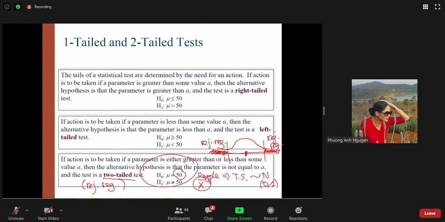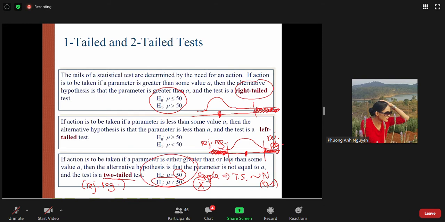Similarly, you have to look at H1. When you want only one side of mu, H0 says mu is smaller than or equal to 50, and then H1 says mu is greater than 50. You reject H0 when mu is far above 50. Now the rejection region is on the right. That's why we call it the right-tailed test.